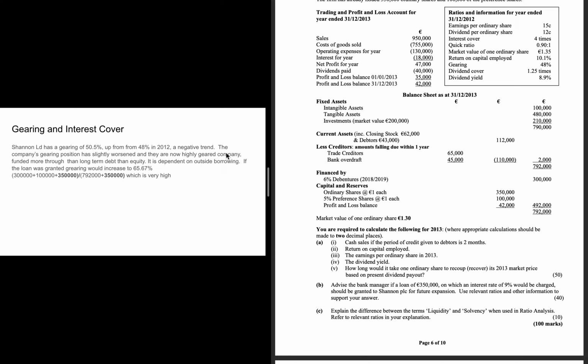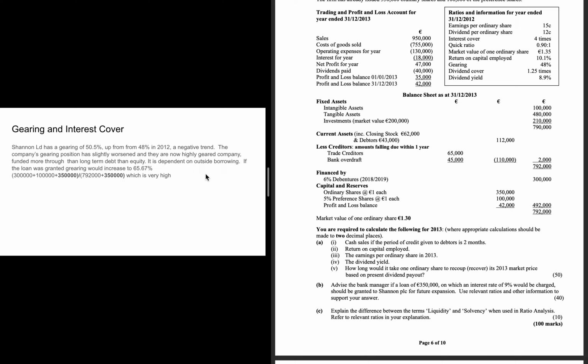So again, always refer to them being highly geared or lowly geared, and explain what that means. Funded more through long-term debt than equity. Okay, and it is dependent on outside borrowings. So if they're highly geared, they're dependent on outside borrowing. If they're lowly geared, they're not dependent on outside borrowing.